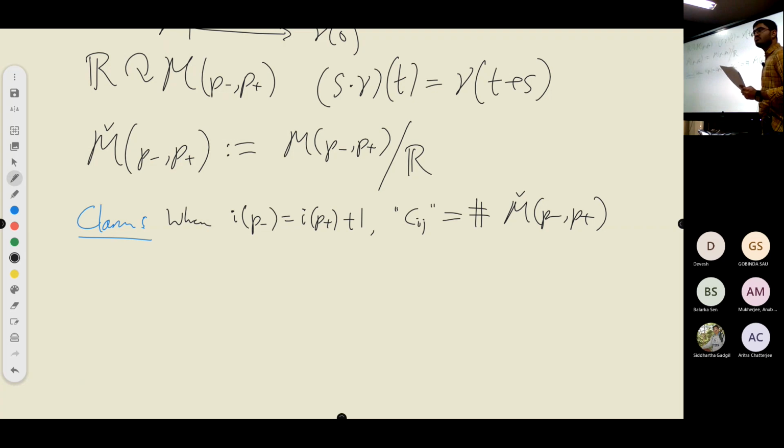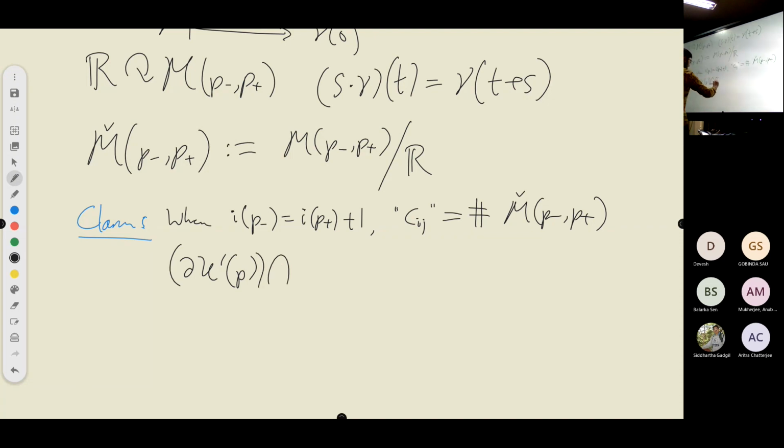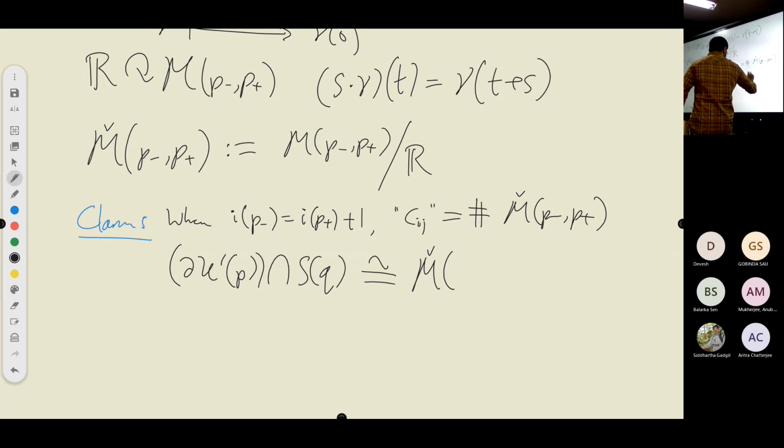Yes, did you assume some genericity for this Cij? To define Cij for your differential, you need to assume genericity. But what I wanted to say was that, independent of genericity, just the definition itself makes sense. That cardinality will often be infinite, right? Yes. So what I had in mind was that this intersect S of Q is in bijection with, I'm just going to use this symbol, though your moduli spaces don't have a topology yet, this. That is what I really wanted to clear. That is always true. So if one of them is discrete and finite, so is the other.